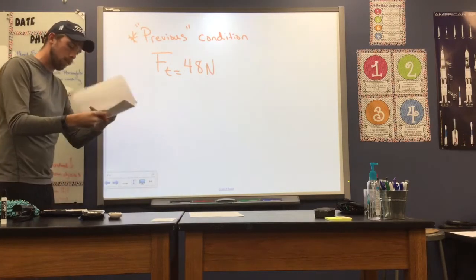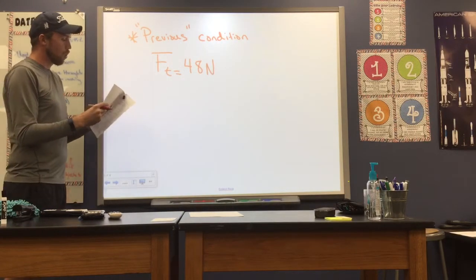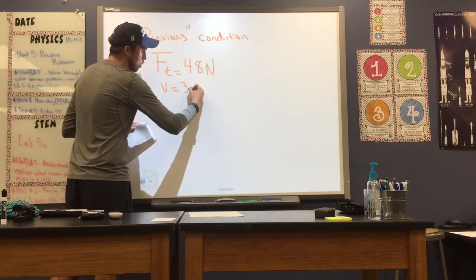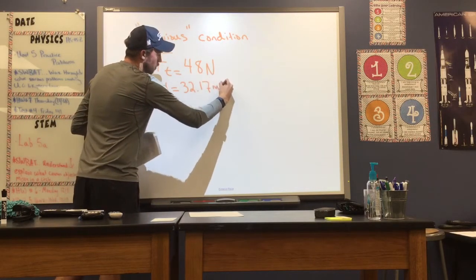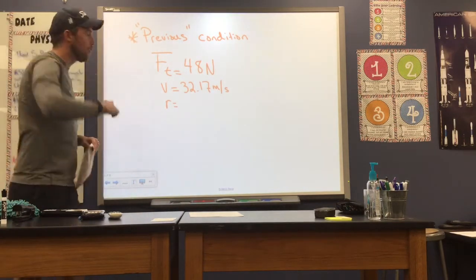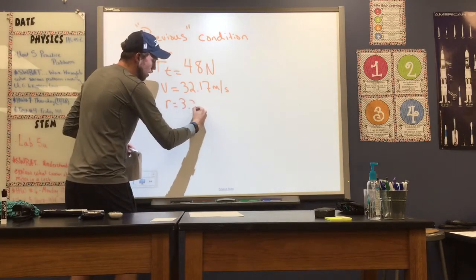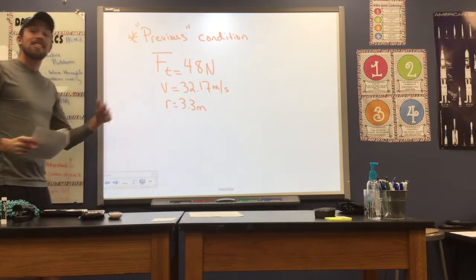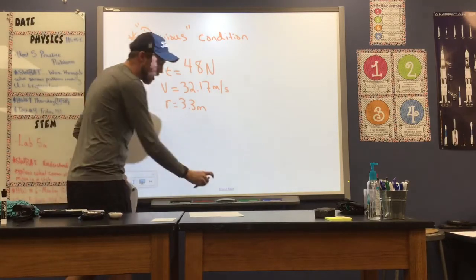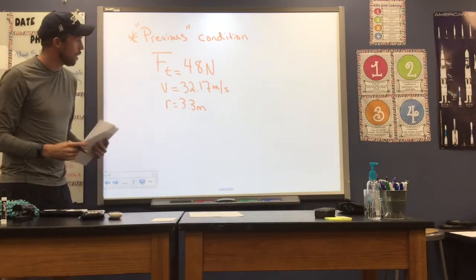Let me double check that value to make sure we're correct. Yes. We're told that we are moving at a velocity of 32.17 meters per second, and we are swinging this with a radius of 3.3 meters. Now this is going to give us enough information to solve for that unknown mass. We're going to plug it back in to find our breaking tension, if you will.